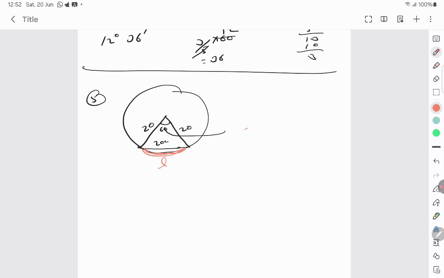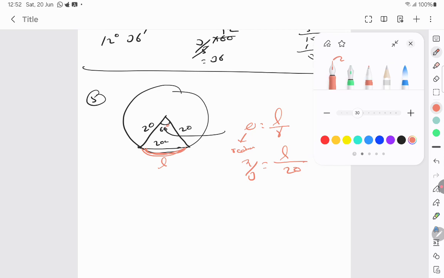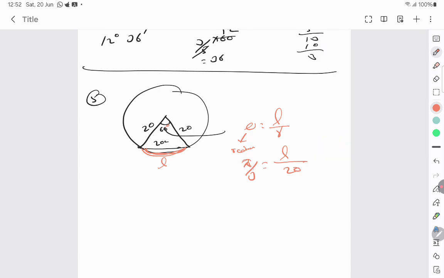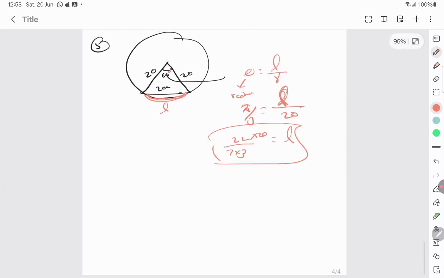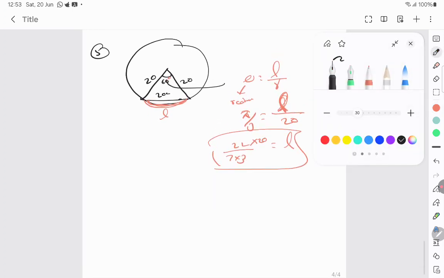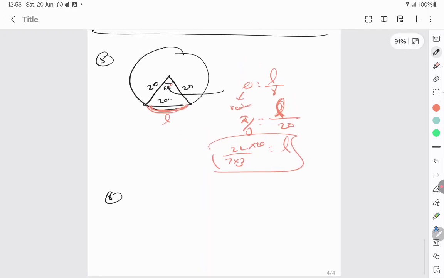This is L, and you know theta is equal to L by R, where theta should be in radians. But you have it as 60 degree in degrees. So pi by 3 radian is equal to L by 20. And instead of pi, you should write 22 by 7 because you're trying to find the length, it can't be degrees. So 22 by 7 into 3 into this 20 will give you your L. Just calculate this value and write its answer, okay? So check your book back answer. Let's go to the 6th question.